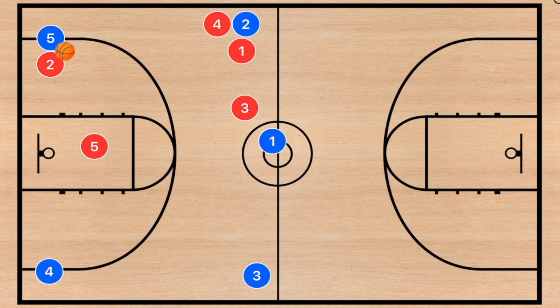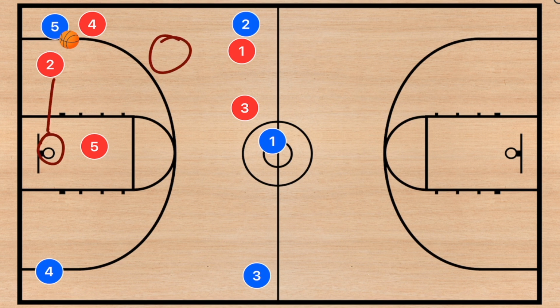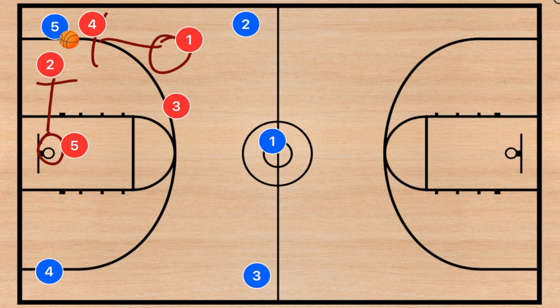Because now what's going to happen is player 4 needs to be trailing and he needs to trap here. Remember, 4 was here, 2 was here. These are their trap locations. Player 5 is watching the paint, and now player 3 and 1 can essentially drop.